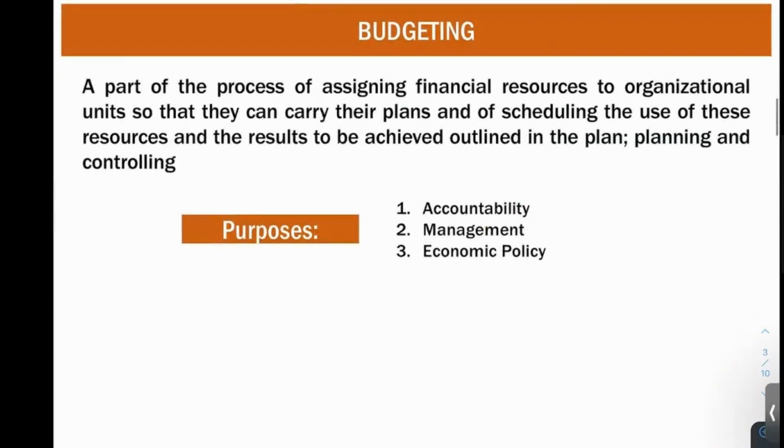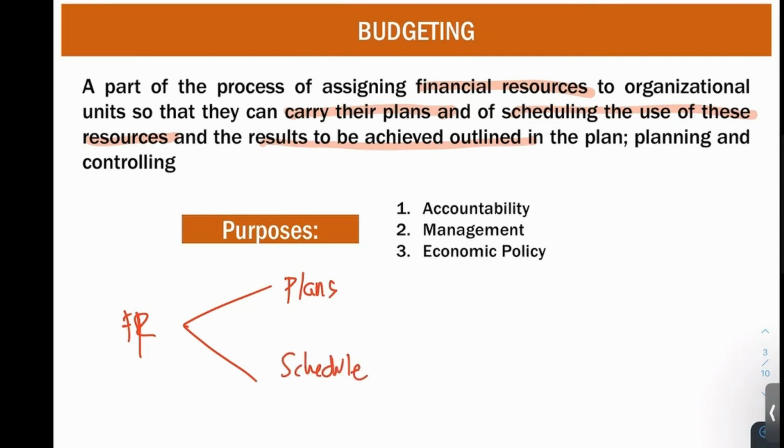So, how do we define budgeting? Budgeting is a part of the process of assigning financial resources to organizational units so that they can carry their plans and schedule the use of these resources and the results to be achieved outlined in the plan. Planning and controlling. Okay, so here, what we do is we have already financial resources, and these financial resources are to be allocated based on your plans and your schedule of usage of these financial resources.